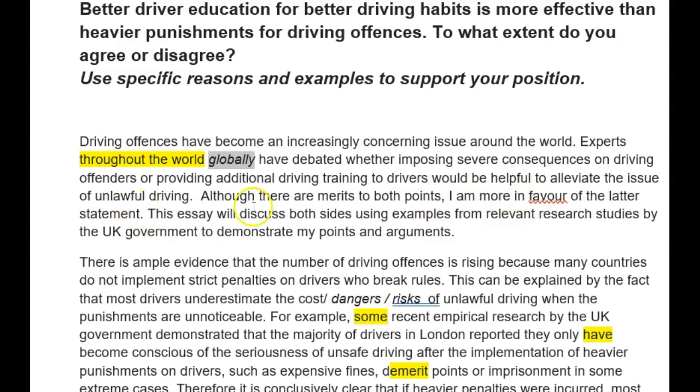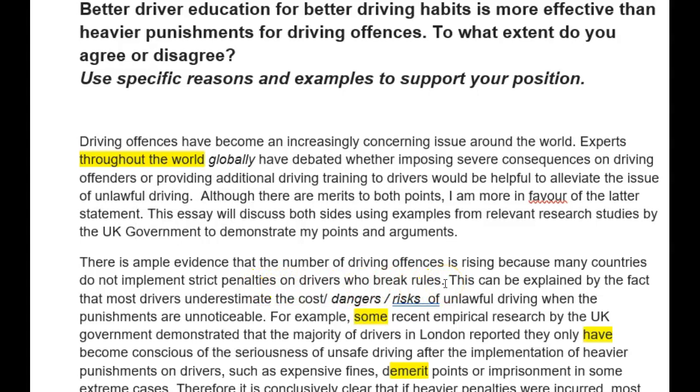Okay, this essay will discuss both sides using examples from relevant research by the UK government. I would put a capital G for government, because rather than governments in general, you're specifying the UK to demonstrate my points and arguments. Good. There's ample evidence that the number of driving offences is rising because many countries do not implement strict penalties on drivers who break rules. Good.